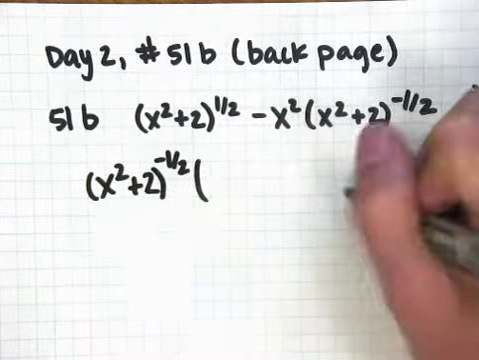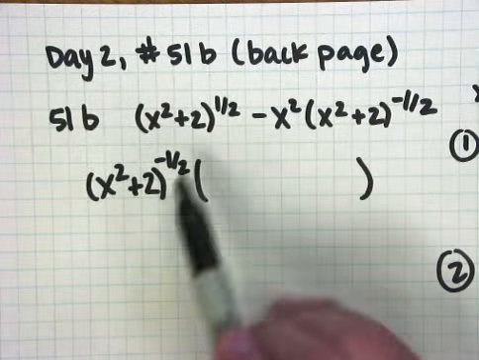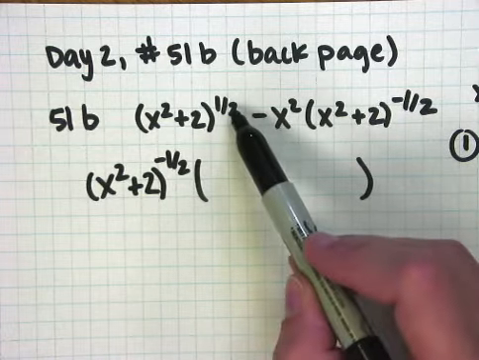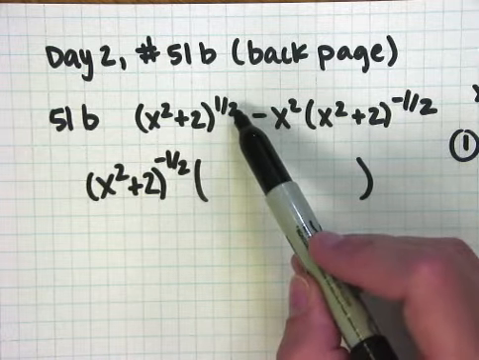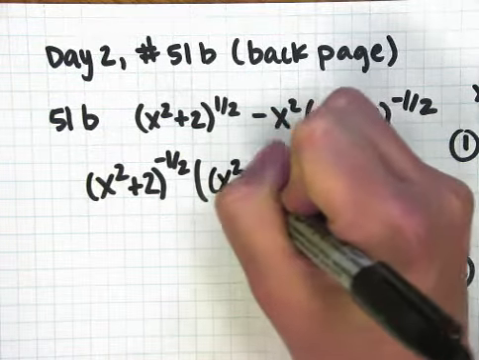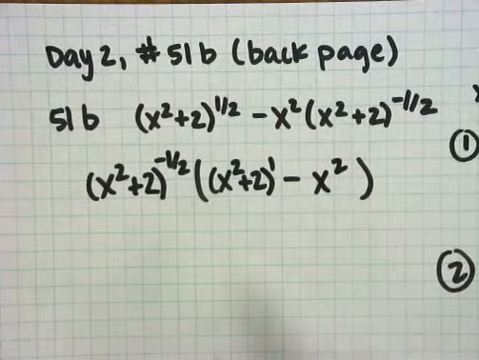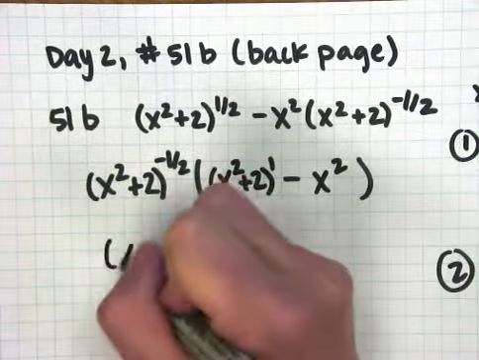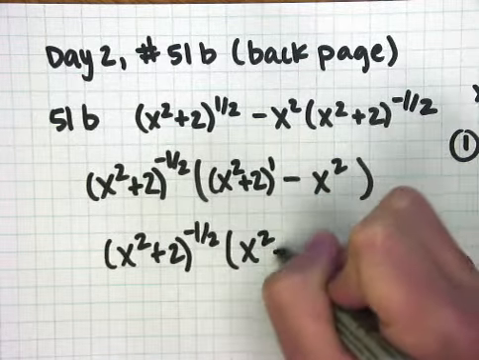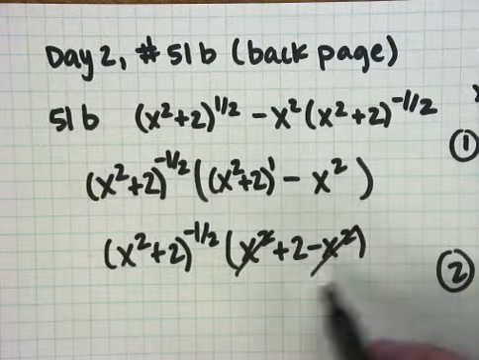Once I pull it out, I'm subtracting the exponents. A half minus a negative half makes a whole. You're doing 1/2 minus a negative half. A minus a negative is adding, right? So then this is just going to be x squared plus 2 to the first power minus x squared. I no longer need parentheses here, so I have x squared plus 2 to the negative half power times x squared plus 2 minus x squared. The x squareds cancel, and I'm just left with a 2.